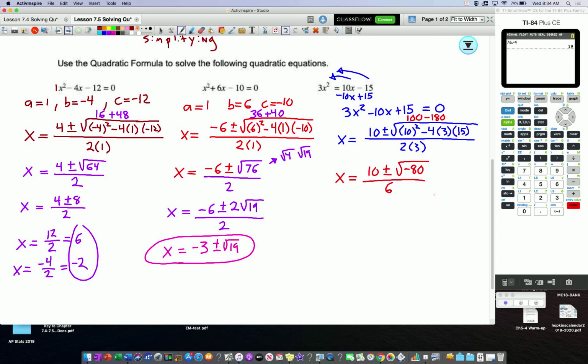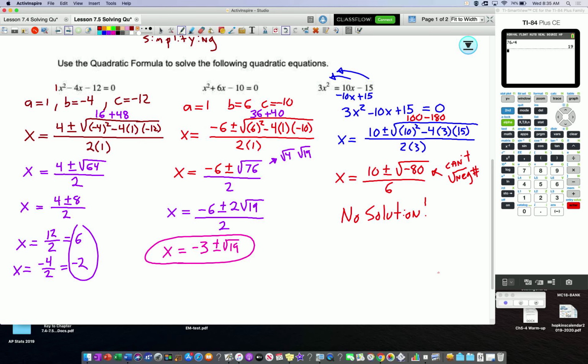Square root of negative 80? Can't take the square root of a negative number. So what happens here is we get no solution. Bummer. Okay, so here we actually get one with 0 solutions, or no solution. We didn't have that actually happen in the complete the square assignment.